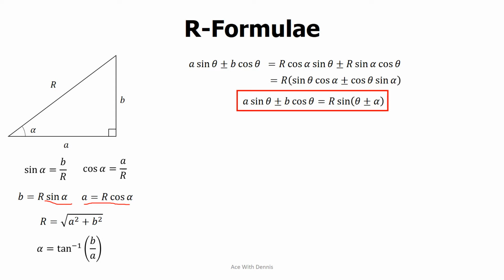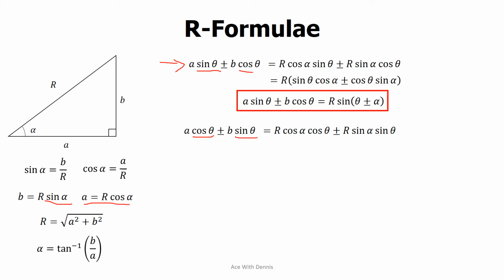So this is the first R formula: A sine theta plus minus B cosine theta equals R sine theta plus minus alpha. Now how about cosine? Now it is cosine theta first, followed by sine theta. Just now in the first formula, we had sine first followed by cosine. So we will do a similar approach.